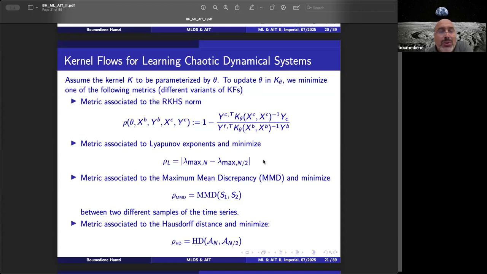We say the kernel is good if the estimate of the maximal Lyapunov exponent from capital N points does not change much if we use capital N over 2 points. Again, it is a compression argument. Same thing for the MMD: here we say that the kernel is good if the MMD between two subsamples is small. Another version is if the reconstruction of the attractor with capital N points versus capital N over 2 points does not change much.